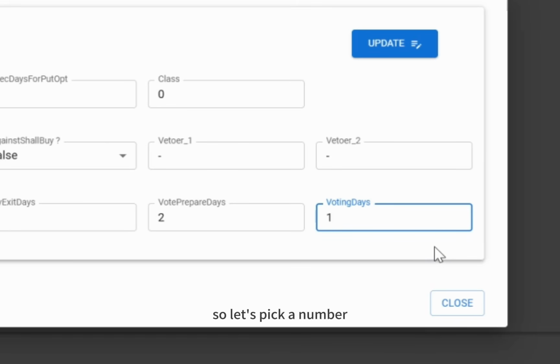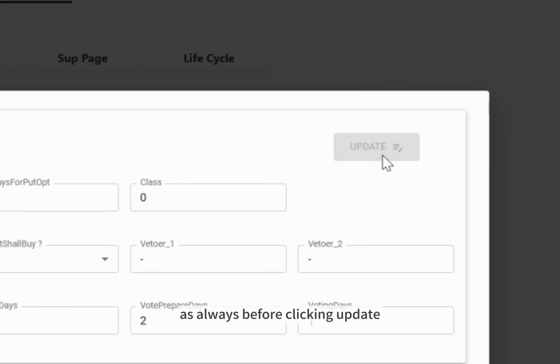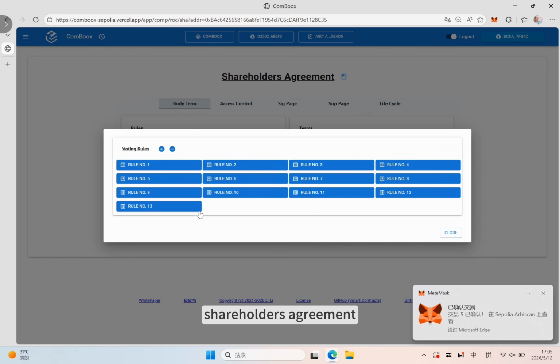So let's pick a number, and after entering all the values, click Update. As always, before clicking Update, make sure you switch to the Agreement Drafter user. After you click Update, this voting rule will be updated in the system's shareholders agreement.